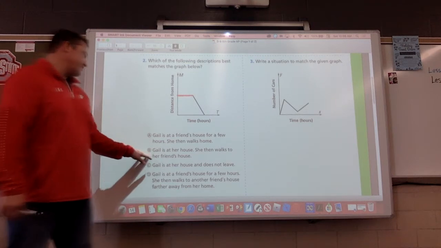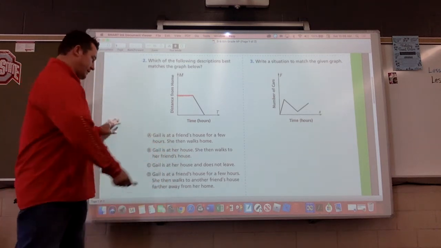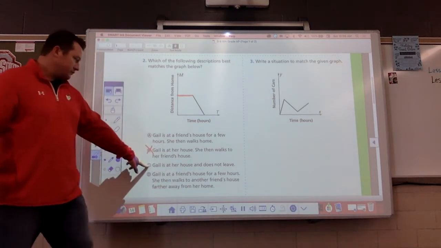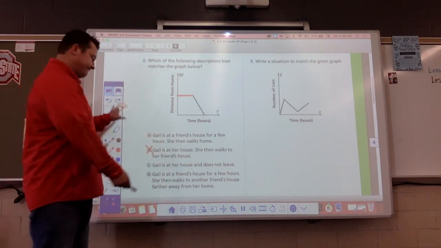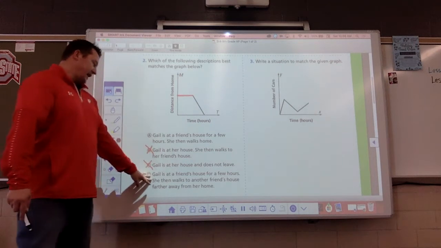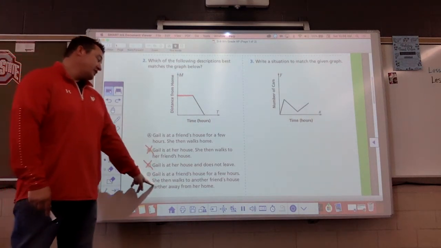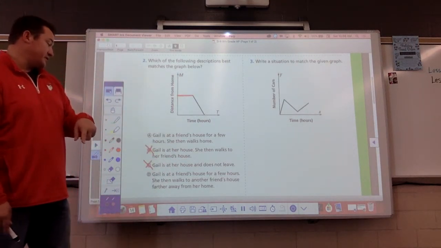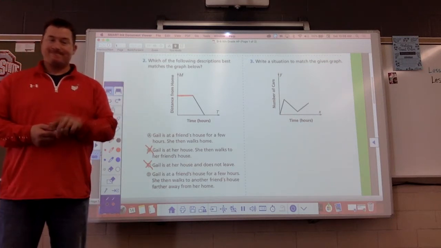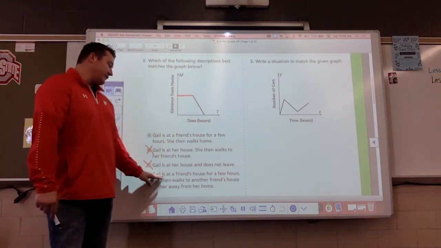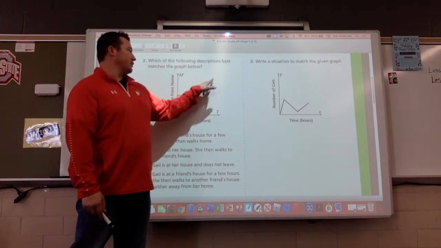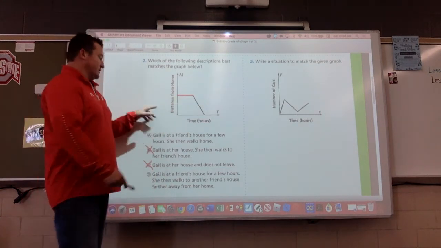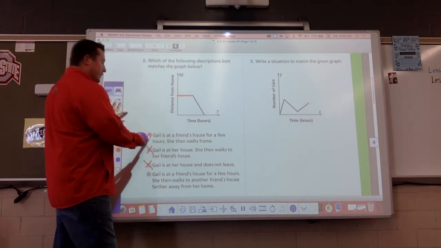Gail is at her house. She then walks to her friend's house. No, I don't think that's right. Gail is at her house and does not leave. No. Gail is at a friend's house for a few hours. She then walks to another friend's house further away from her home. I like the starting of that, but no, if she walks further away, her distance would increase, right? So we actually like letter A on this one.